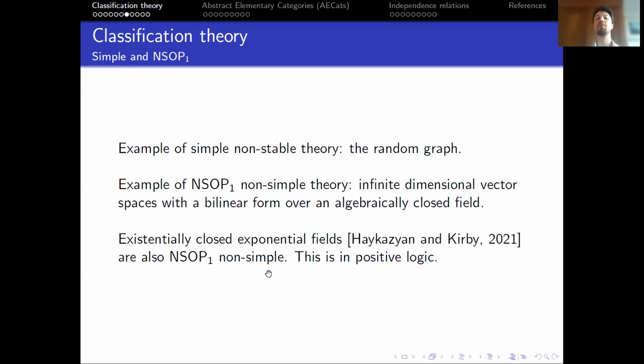But these things do not fit in this framework of first order logic. You have to go to a more general framework of positive logic. And that's kind of the goal of this talk in a nutshell. Can we still make sense of this classification picture in more and more general settings? And well, spoiler alert, the answer will be yes, and in a very general setting, which I will talk about in the second section.